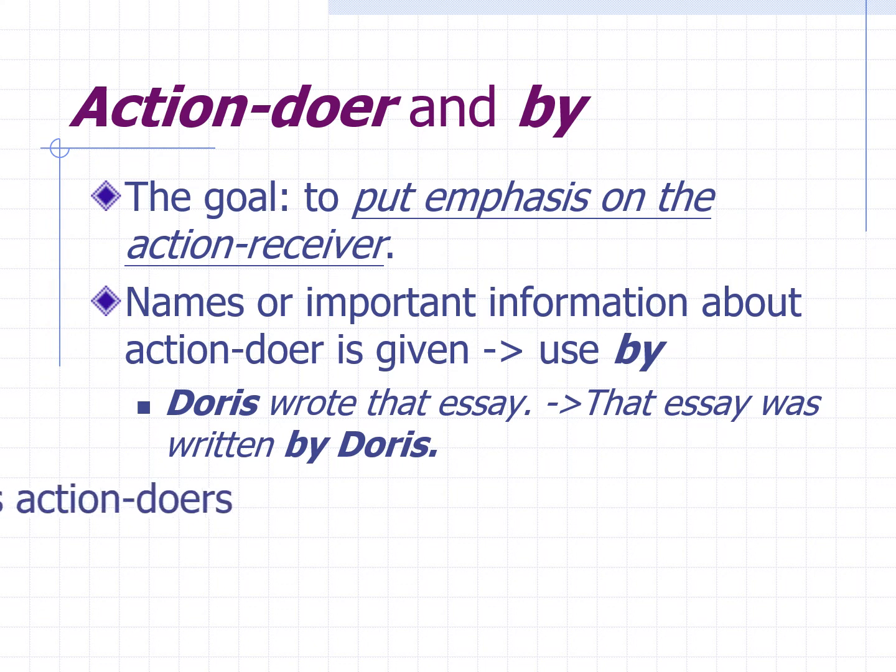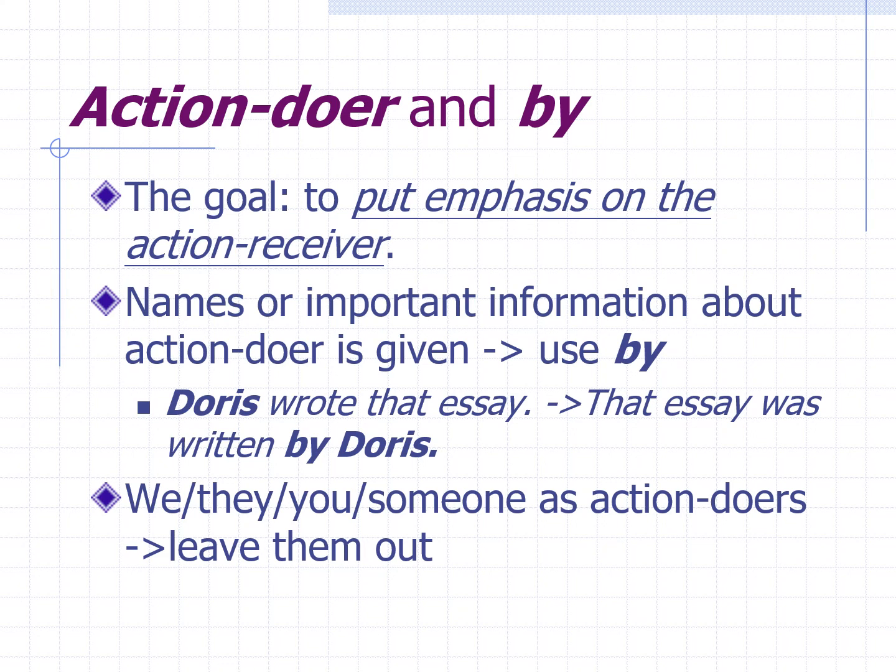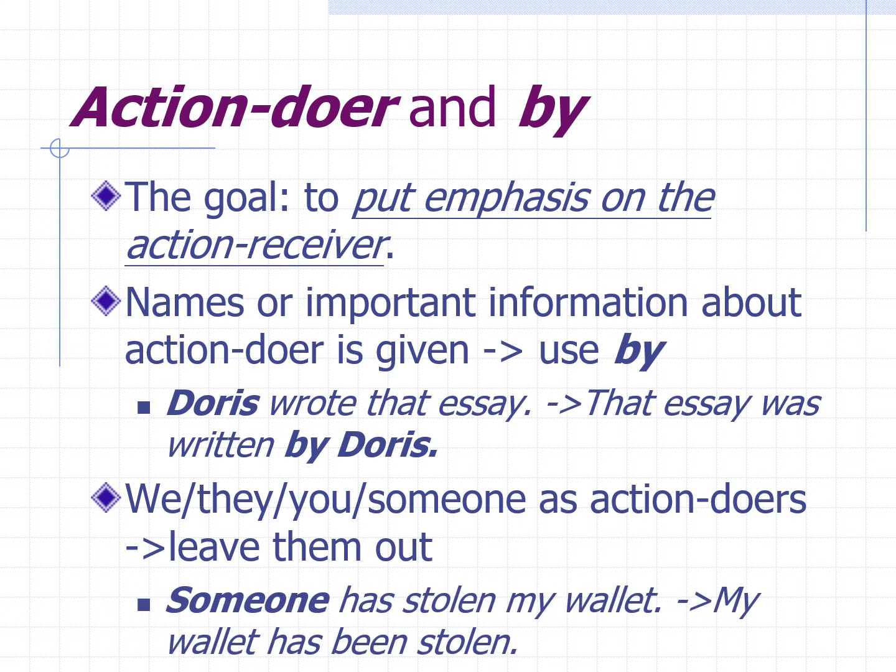All right. Now, however, sometimes the subject doesn't really give you any information, especially when the subject is we, they, you, or someone. They are very vague. Actually, it doesn't tell you anything. All right. In this case, then you don't really need to include them in the passive voice sentence. You can just leave them out. All right. Take a look at this example.